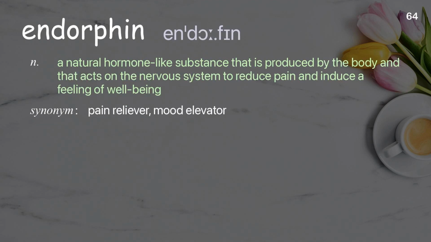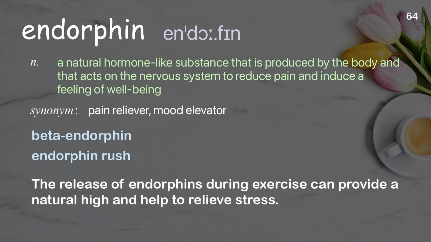Endorphin. A natural hormone-like substance that is produced by the body and that acts on the nervous system to reduce pain and induce a feeling of well-being. Examples: beta endorphin. Endorphin rush. The release of endorphins during exercise can provide a natural high and help to relieve stress.